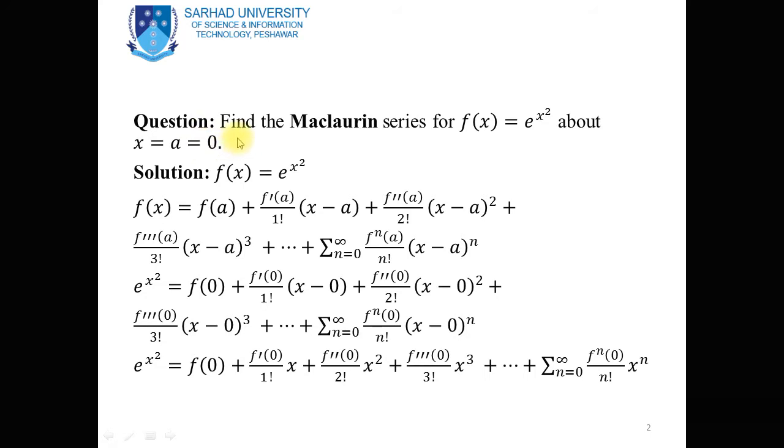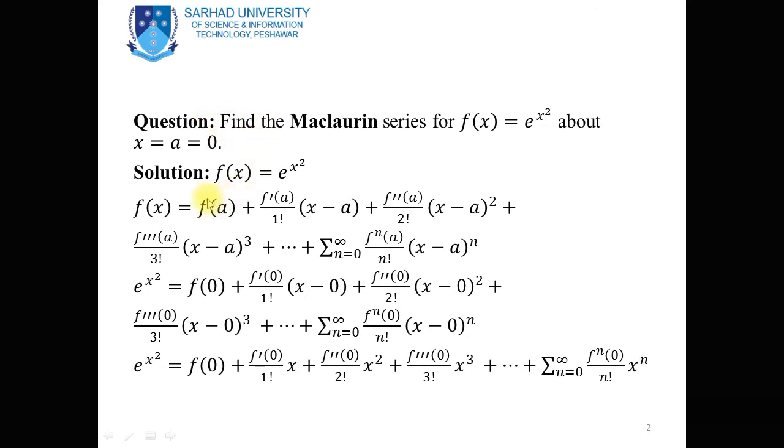Dear students, in the previous video lecture, I have already told you about the Maclaurin and Taylor series. The Taylor series is for x is equal to a, and a can be any value, 0 or non-zero. So in the Taylor series, we can put a is equal to non-zero or equal to 0. But the Maclaurin series is the special case of the Taylor series: when we put a is equal to 0 in the Taylor series, the series will be a Maclaurin series.